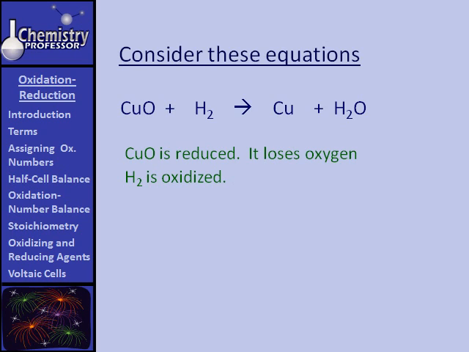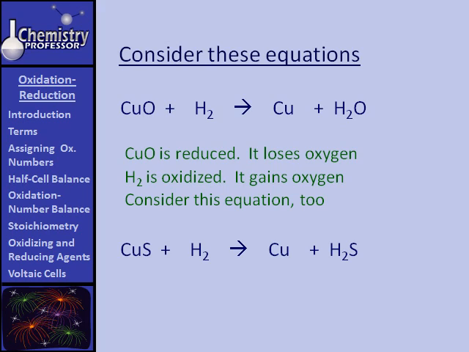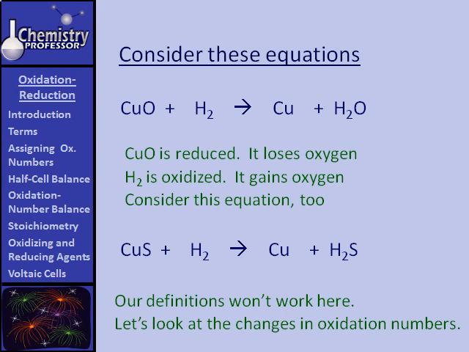Well, what about hydrogen? Well, hydrogen is oxidized. What do we mean? Hey, folks, it gained oxygen. Cupric oxide is reduced. It lost oxygen. Hydrogen is oxidized. It gained oxygen. Yeah, makes perfect sense, doesn't it? Until you get to an equation like this. Cupric sulfide plus hydrogen gives you copper and hydrogen sulfide. Now it's the same general type of reaction, the same general appearance, except our definitions won't work here. Why? There's no oxygen involved in this. So we need to look at a more inclusive method of dealing with the concept of oxidation and reduction. And we're going to look at changes in oxidation numbers.